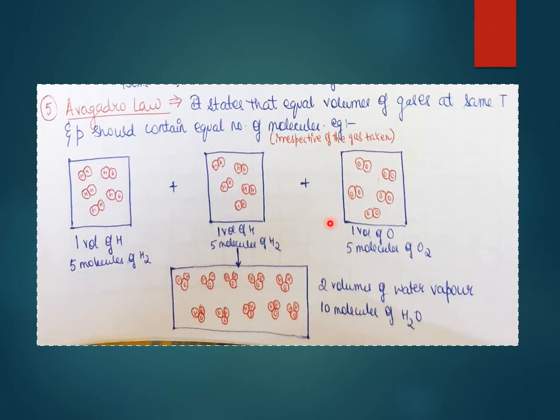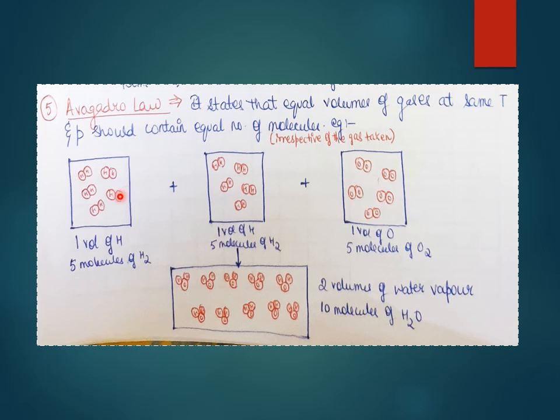Fifth law, which is the last law, was given by Avogadro, and we will be discussing more about it in your states of matter chapter also. But here, this law states that equal volumes of gases at the same temperature and pressure should contain an equal number of molecules irrespective of the gas that you are taking. It does not matter whichever gas you take, but if you are taking the volume the same, then the number of molecules in that particular gas will also be the same at constant temperature and pressure.